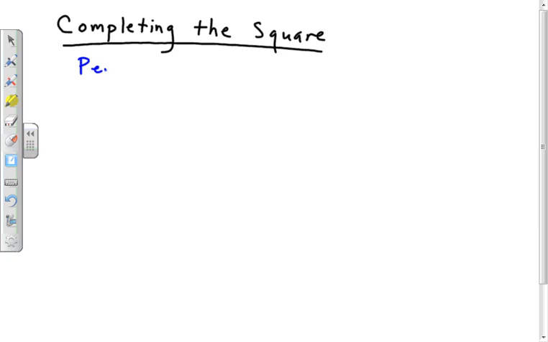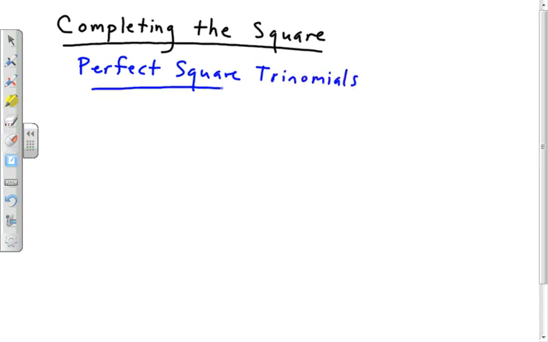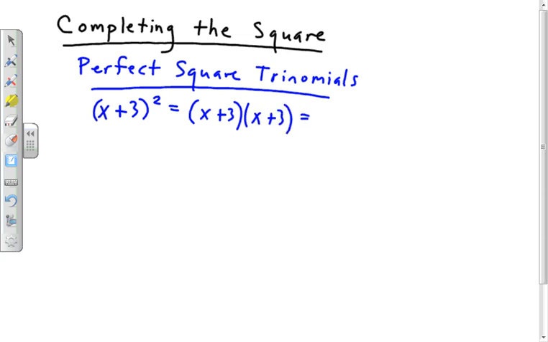Perfect square trinomials are what we get when we square a binomial, a two-term thing. So if we have x plus 3, and we square that, we get x plus 3 times x plus 3. We multiply the first terms, we get x squared, multiply the 3 and the 3, and we get 9 at the end. And in the middle, we're going to get 3x and 3x, so a total of 6x.